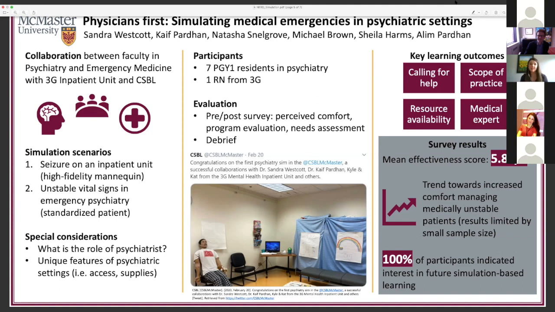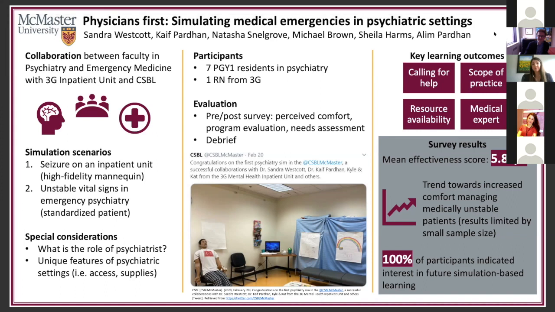The other thing we looked at in terms of engagement was differences between the high fidelity mannequin and the standardized patient. There was maybe a little bit less engagement with the mannequins, and again, this didn't reach statistical significance because it wasn't a huge sample size. That's not terribly surprising given that in psychiatry, lots of our interactions depend on face-to-face contact with other people, but it was still perceived as being effective and relevant. Does that answer your question? It does, yes. Thank you.